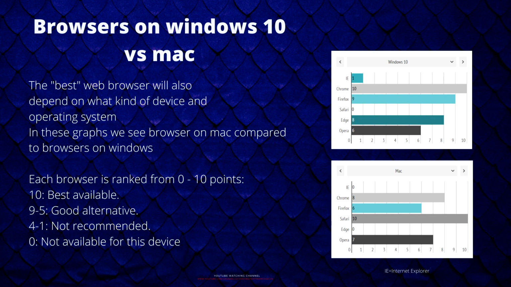Let's talk about browsers on different operating systems. We will compare Windows 10 with Mac operating system since these are the most used operating systems. You can see a comparison on a scale of 0 to 10 comparing browsers on Windows 10 versus Mac. Notice that Internet Explorer and Edge don't work on Mac operating system, while Safari will not work on Windows.